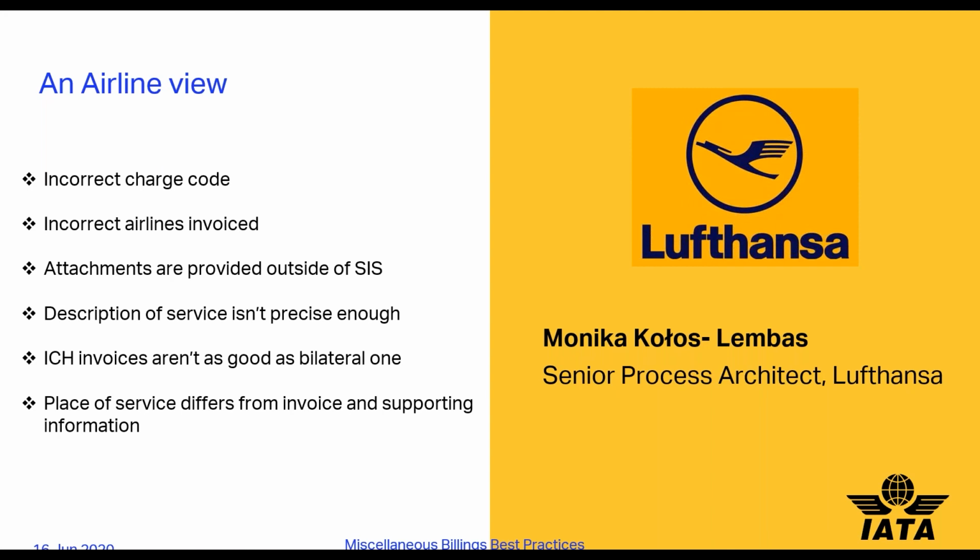So these are just a few examples, like incorrect charge code used or incorrect airline invoiced. Attachments are provided outside of SIS, and this is one of the crucial ones, because if our approvers can't see the attachment, sometimes they cannot approve the invoice, and that very much delays the whole invoice payment process. Descriptions of the services aren't precise enough. Very often we need to come back and request more information.